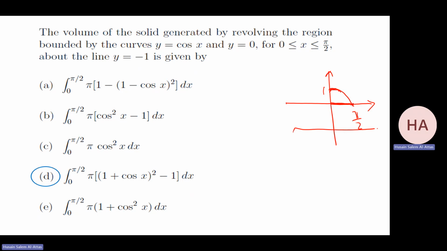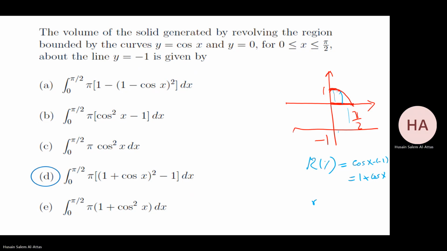About the line y equals minus 1. This is the line y equals minus 1. I'm talking about this strip, where this is the bigger and this is the smaller. So R of y will be what? Cosine x minus 1, another 1 plus cosine x. Small r of x, sorry.